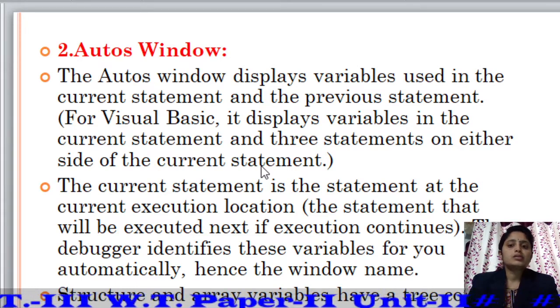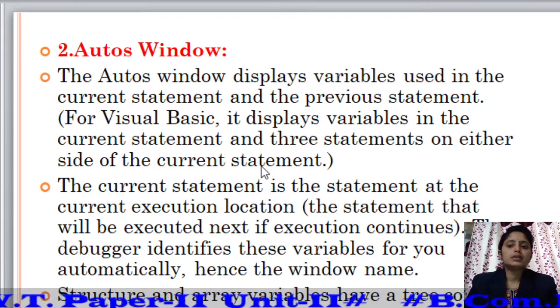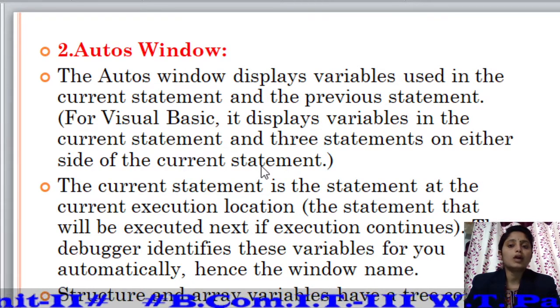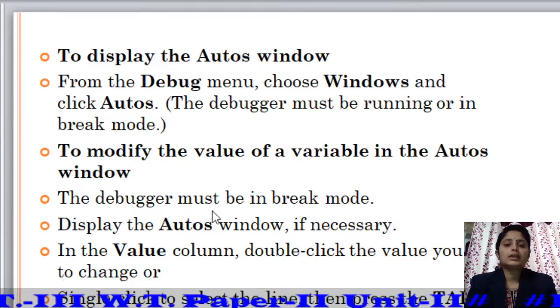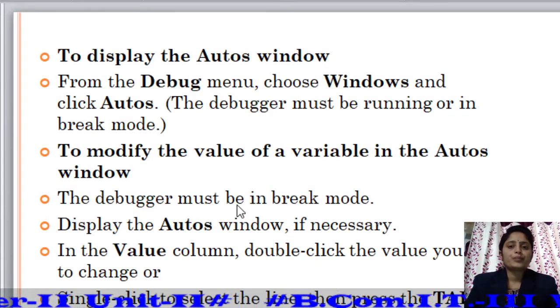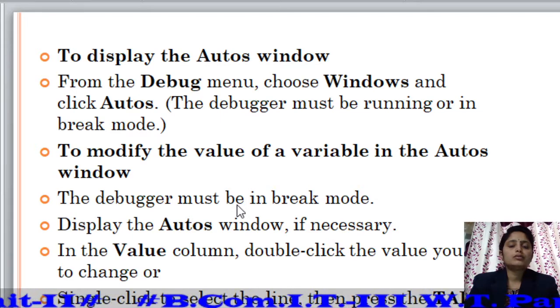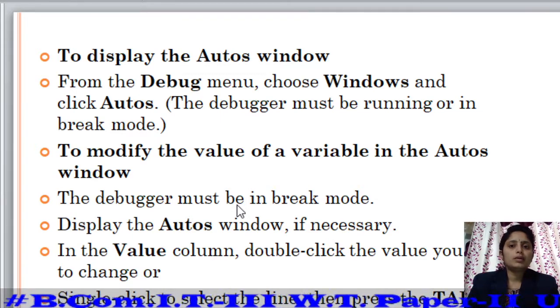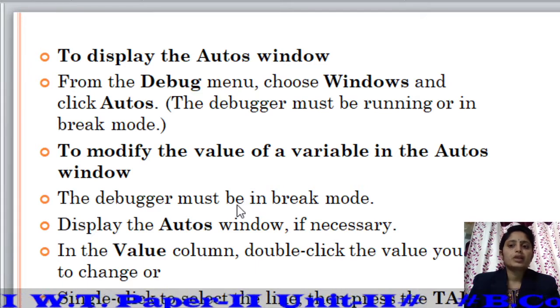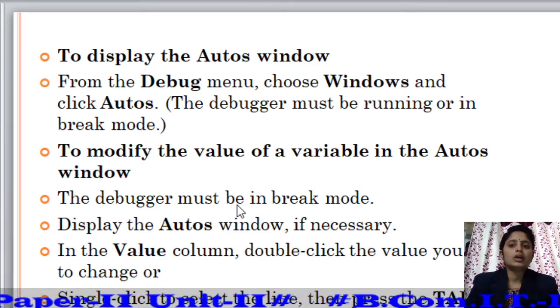Structured and array variables have a tree control that you can use to display or hide the elements. Let's see how to display the Autos window. To display the Autos window, first from the Debug menu, choose Windows and click Autos. The debugger must be running or in break mode.